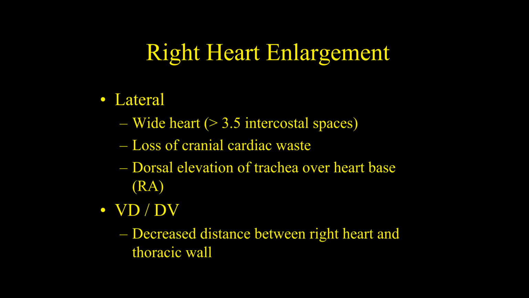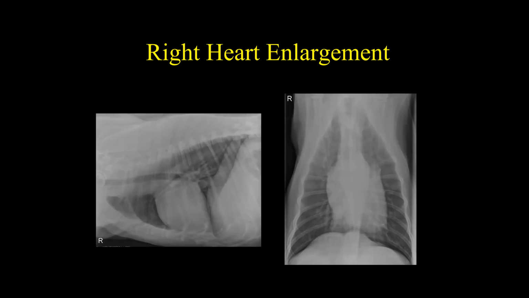Okay, right heart enlargement. If I get enlargement of the right heart, we tend to see wide hearts on the lateral view and decreased distance between the heart and the thoracic wall on the VD view. So where does right heart enlargement live, if it becomes enlarged? Well, on the VD view, it tends to live right up in this area. And on the VD view, we get enlargement of the right heart in that area.